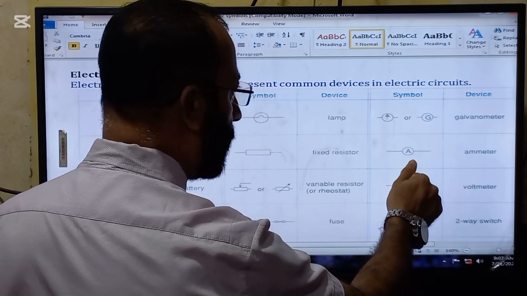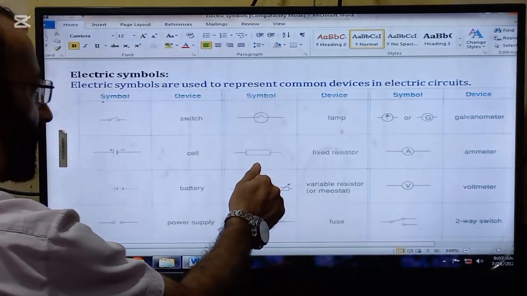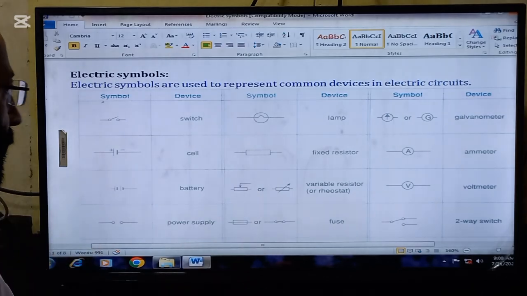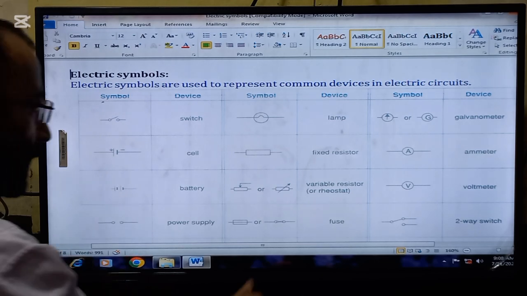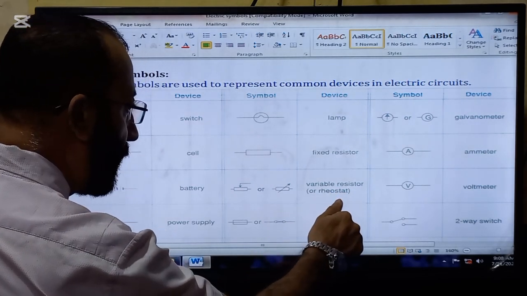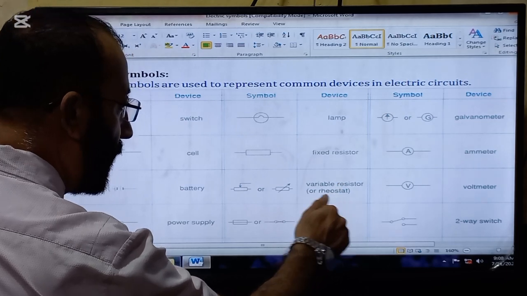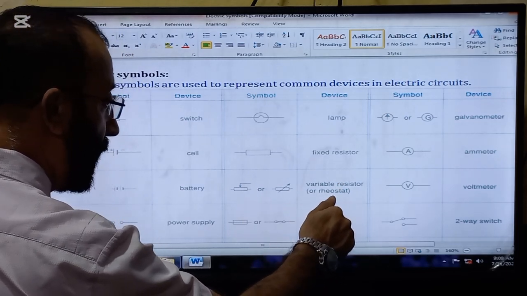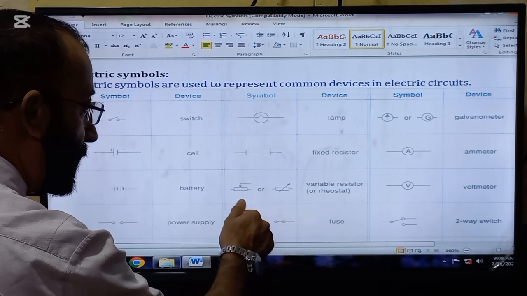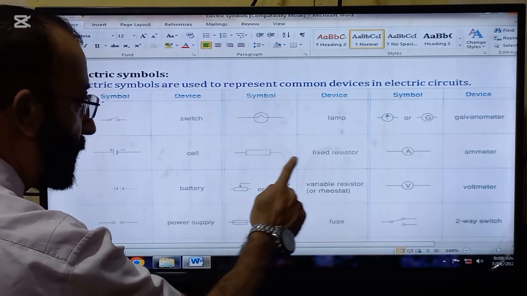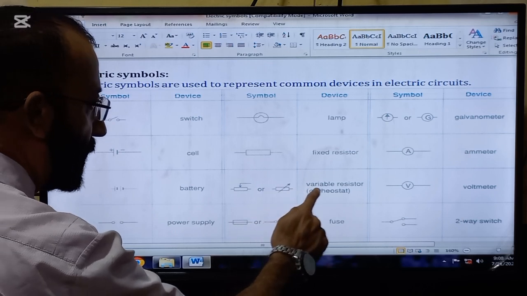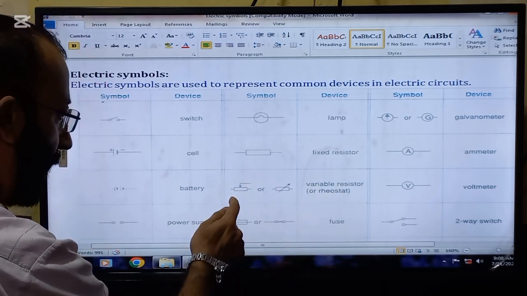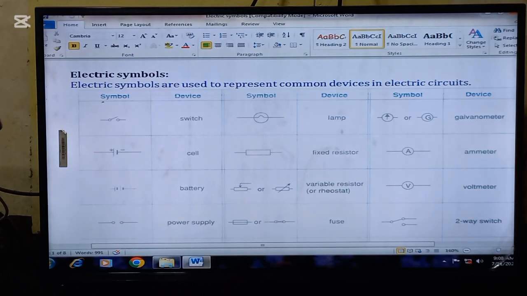Here is ammeter. This is fixed resistor. This is cell. This is battery. This is variable resistor or rheostat. This symbol has two names, and here are two symbols for it. Here is the fixed resistor. If a slanting arrow is there, this is variable resistor, or an arrow like this is here.